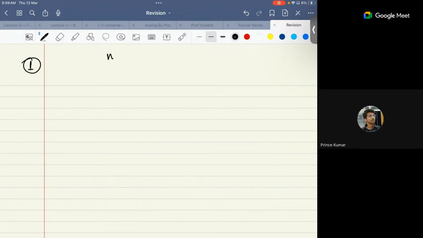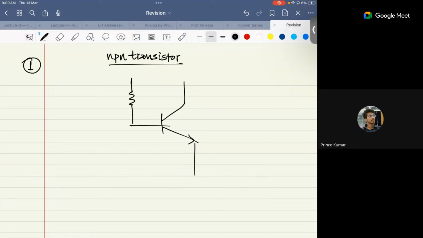So we are dealing with an NPN transistor, and mostly the problems will be almost the same, but I'm just focusing on those topics only. Those are very important for the paper. Okay, so NPN transistor only, and you already know this, right? We have this NPN, and we have a resistance.